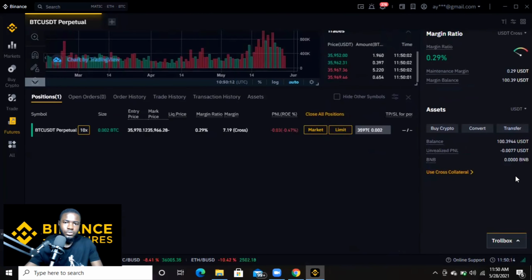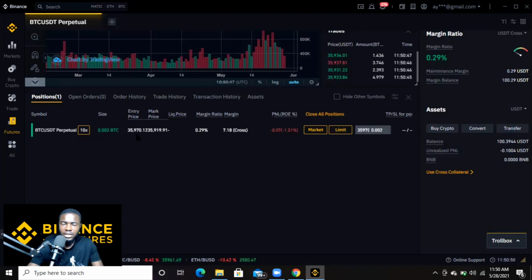When you scroll down, you can see your position right here. These are where your positions are, right? So if you open an order and it hasn't gotten filled yet, it's going to be in open orders. This is your order history where you can see all your orders, your trade history, your transaction history, your assets and all that, right? So this is the BTC USD perpetual contract using 10 times leverage. My position size is 0.002 BTC and I entered at 35,970.